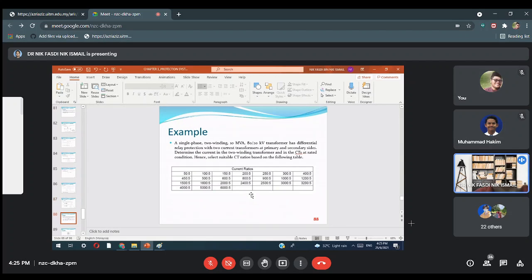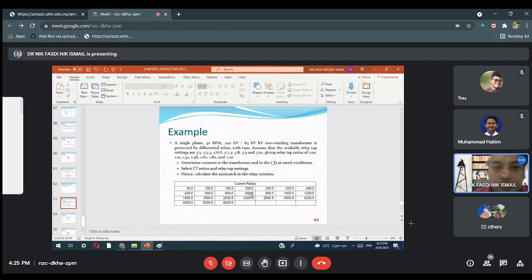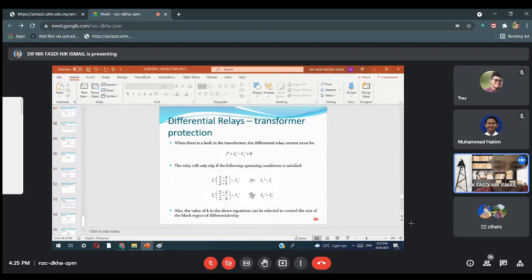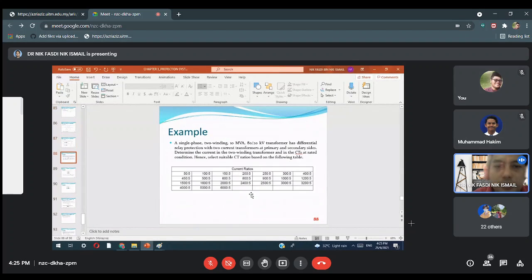Alright. Example. Okay, ada example kat sini. Kita ada sikit example. Dah tak banyak dah pun. Kita tengok pada example question. Kalau tak buat example, kita tak faham. A single phase two winding 10 MVA 80 to 20 kV transformer has differential relay protection with two current transformers at primary and secondary sides. Determine the current in the two winding transformer and the CT at rated condition. Hence, select the suitable CT ratio based on the following table. So, very interesting question kat sini.